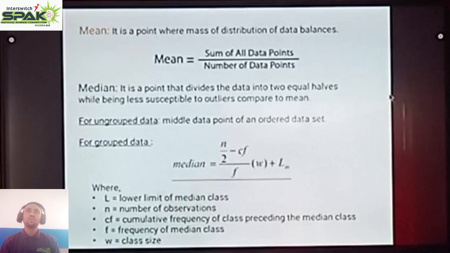So after that, you can now look for the middle number. So if that data is odd, if you are given odd data, that is 1, 2, 3, 4, 5, different data, which is odd, you can easily get the middle.